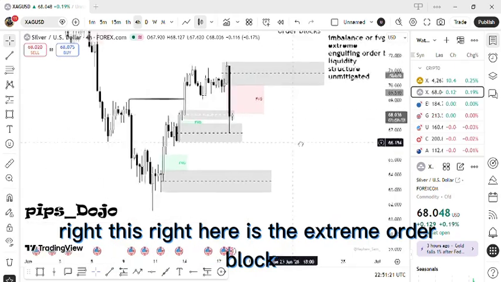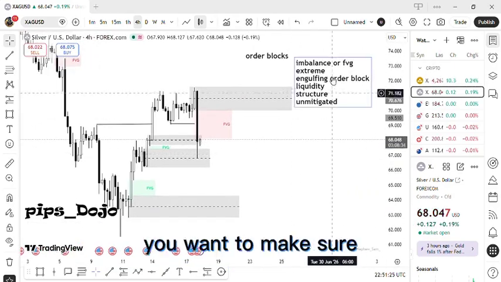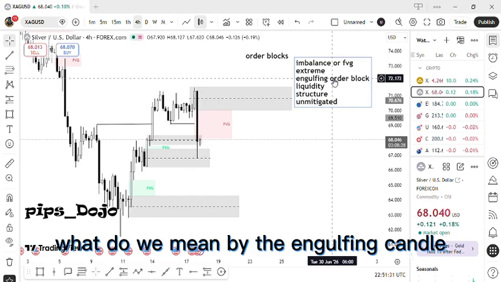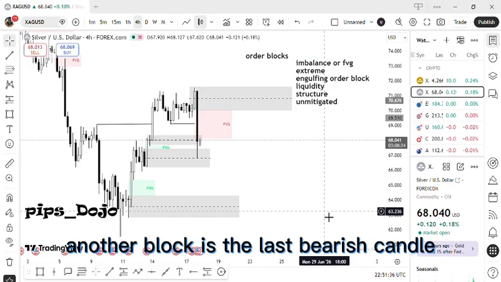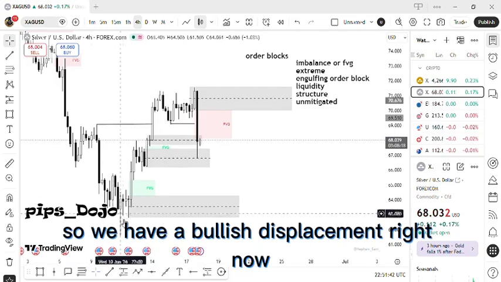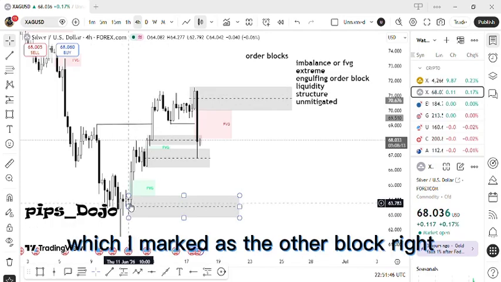This right here is the extreme order block. Now the third thing, you want to make sure the order block is an engulfing candle, right? What do we mean by the engulfing candle? Now I said an order block is the last bearish candle before a bullish displacement. This is a bullish structure, so we have a bullish displacement, right? Now the last bearish candle is this, which I marked as the order block, right?